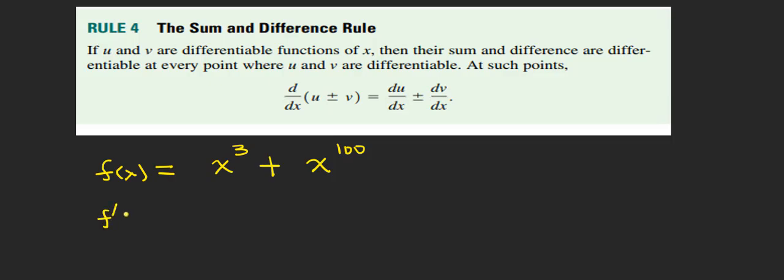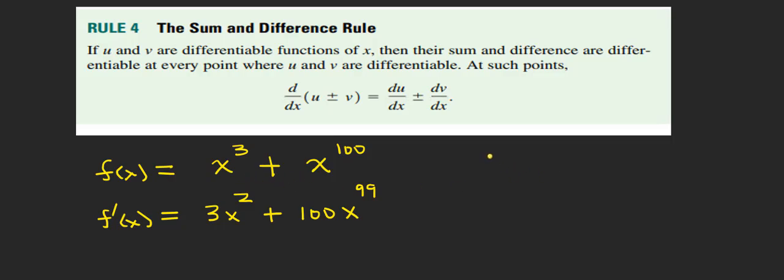So what will be the derivative of this function? Sum of these functions. So you get, what's the derivative of x cubed? It's 3x squared. Plus, what's the derivative of x to the 100? It's 100 x to the 99. So you're just taking the derivative separately.